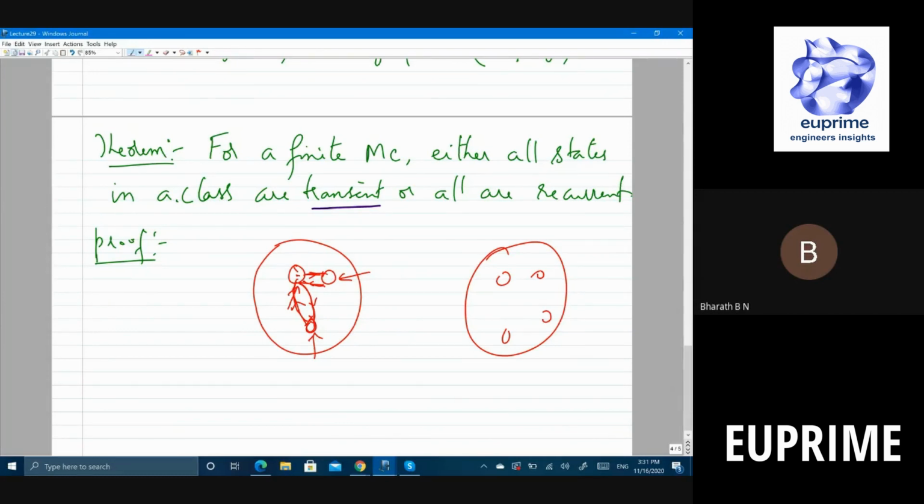Is that fine? So how do you prove that? What is the proof technique? You assume that one of the nodes is transient. I have to prove that all the nodes in the communicating class are transient, right? Now you arrive at a contradiction. Suppose not. So there is one special node, let's say this node, which is not transient.